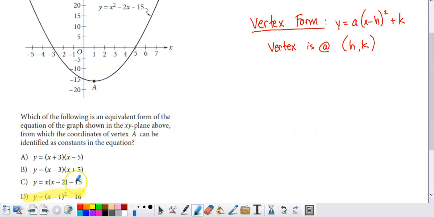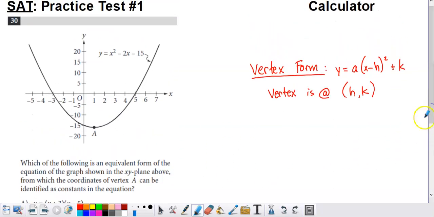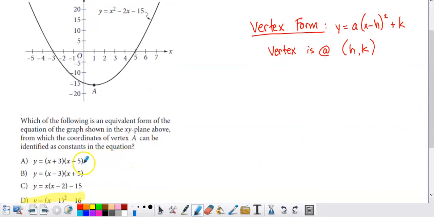On this test, I would assume that there was another option that was probably selected pretty frequently, and that was probably option A, because probably the second most frequently occurring form for the equation of a parabola is its factored form that we deal with, right? This is a nice form to be able to work with. So this is an equivalent form of the equation of the parabola, as is this, but none of them are going to give you the coordinates of the vertex as constants within the equation.